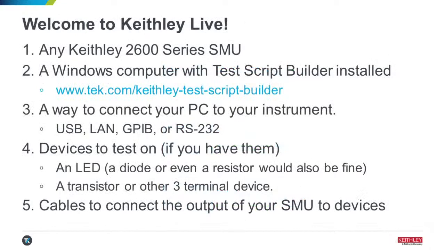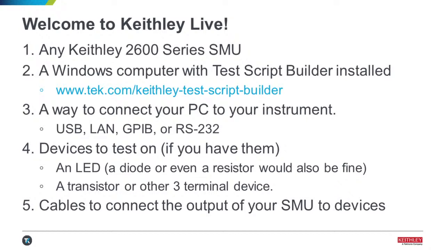So as I mentioned, if you want to follow along, there's a couple things you'll need. These are also listed in the description of this video as well. Any Keithley 2600 Series SMU. I'm going to be using a 2636B, which is a 2-channel source measure unit with ultra-low current measurement capabilities.